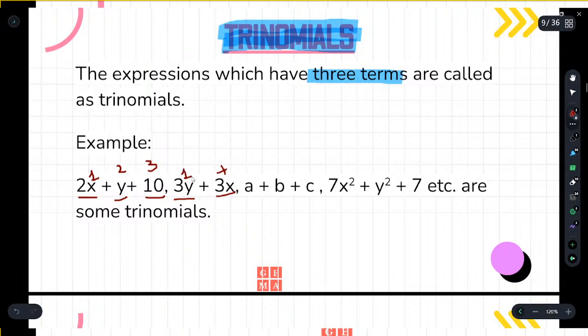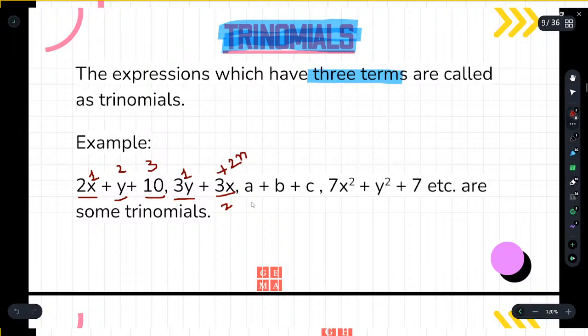There are only 2 here. So let's add another one. We can add anything to it. 2n, or we can add 6, or we can add 7. It can be any one of them. Yeah? So we have got 3 terms in total. Now it's a trinomial.